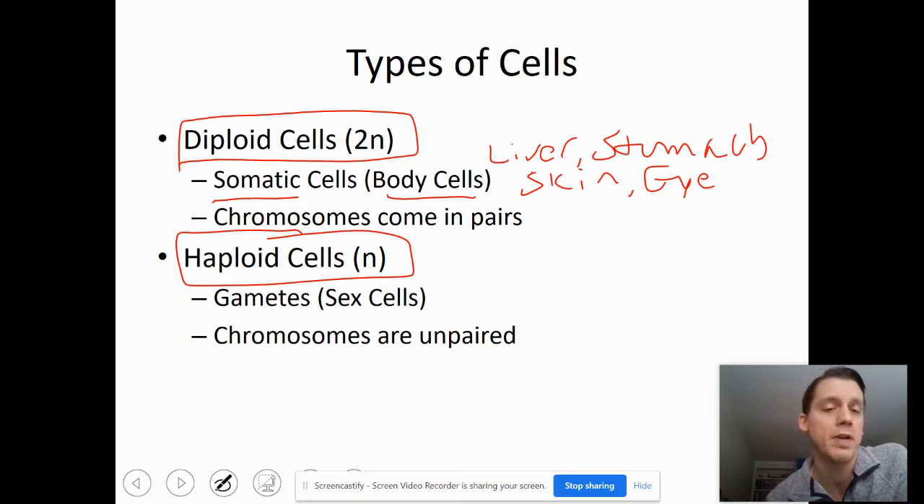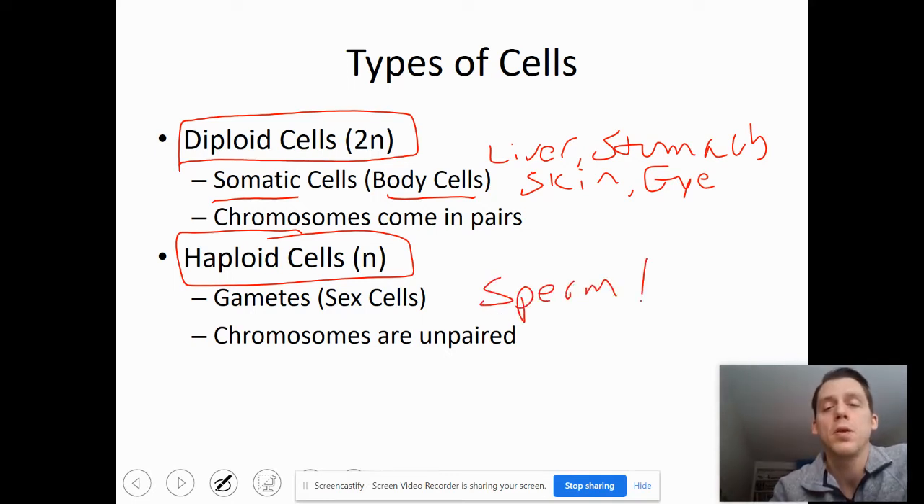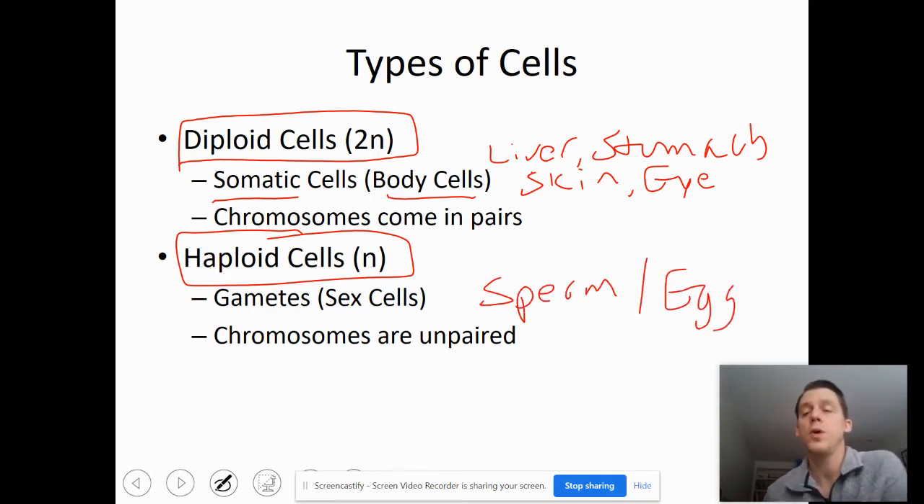Haploid cells, or N, are found in your gametes. That's your sex cells, and those are unpaired. So that is sperm or egg cells. And that's it. We don't have all these different examples like somatic cells, gametes. There's only two types. There's sperm cells and there's egg cells, and in humans, that's it.